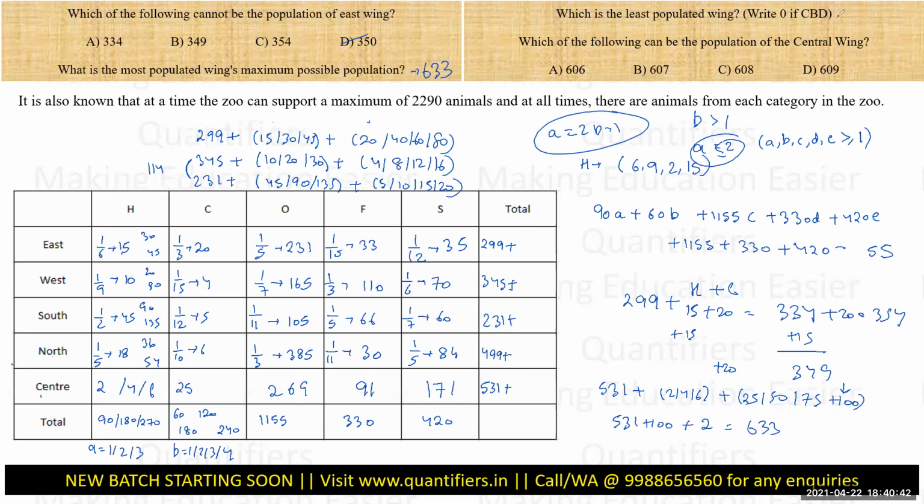Okay, now last, which of the following can be the population of the central wing? Now central wing is this one. Central wing is 531 plus 246 plus this. I have the likes of around 600, which means I need to go around 75, 78. So if I'm taking this 75, 531 plus 75, it is 606, and I take it as 2, it will become 608 minimum. And not 607 is possible, not 609 is possible, not 606 is possible.